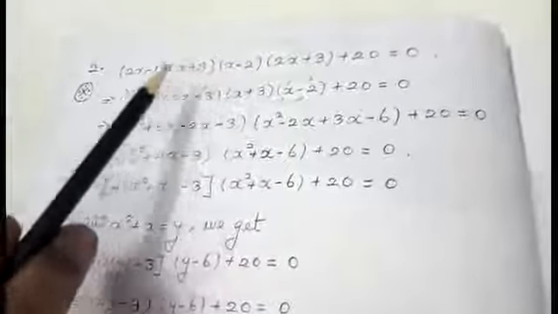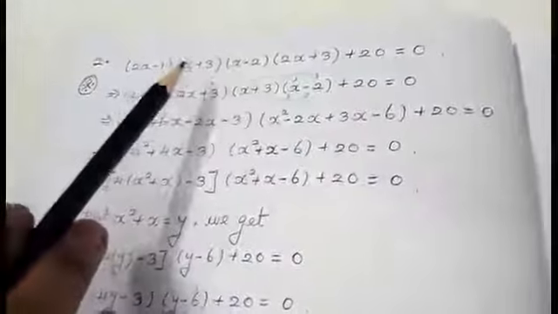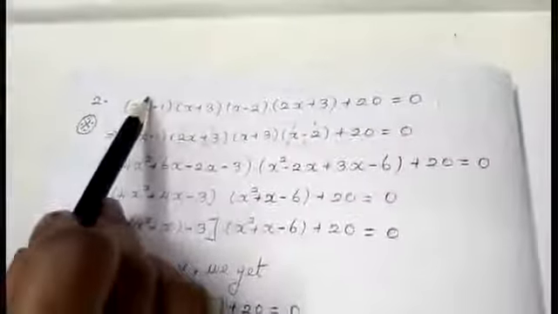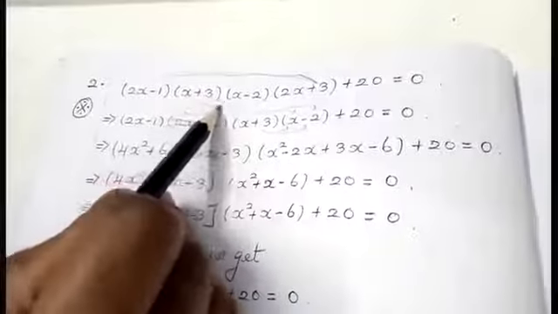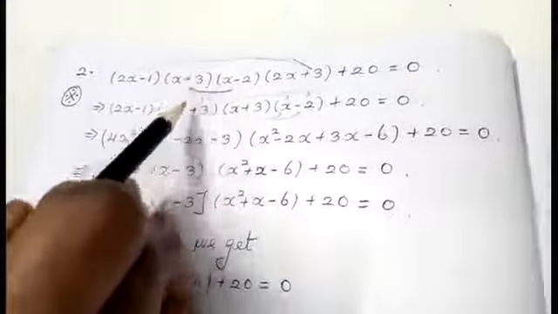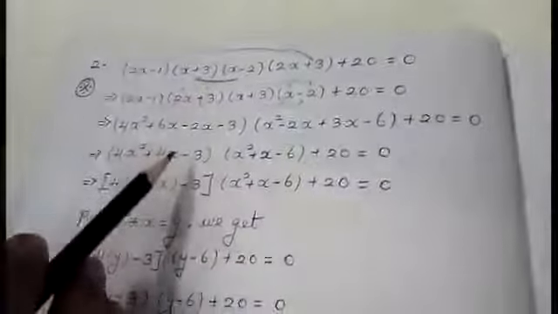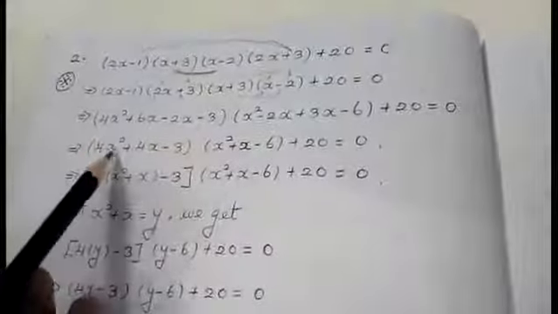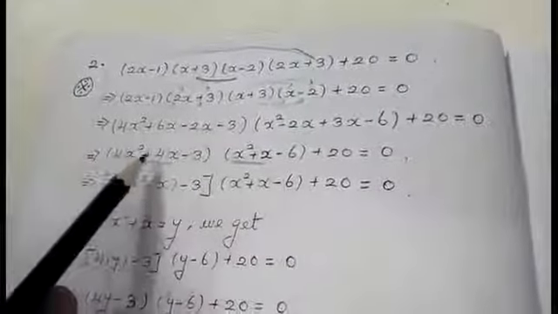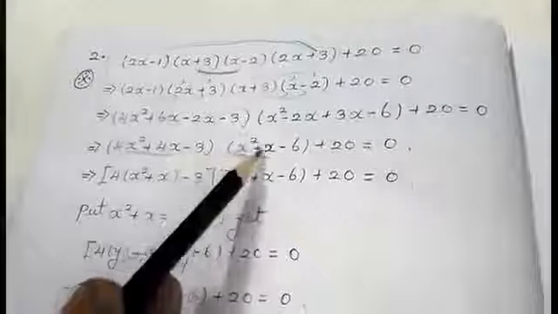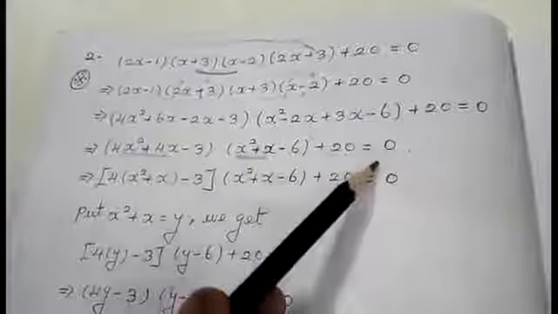Second sum, you are having 4 factors and it is an important sum, students. If you see here, I am going to group like this. First and last factor I am going to multiply. Second and third factor I am going to multiply. If I multiply, you are just going to see the equation. You are going to get a quadratic equation. But if you check and see, x square and x term will not be the same. If you just see the outline, that is 4x square plus 4x minus 3 into x square plus x minus 6 plus 20 equal to 0.